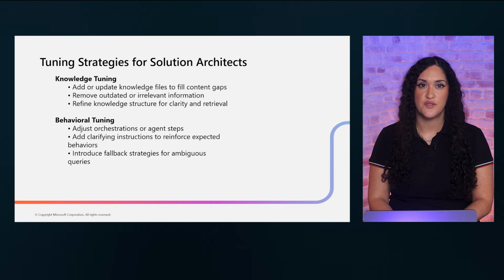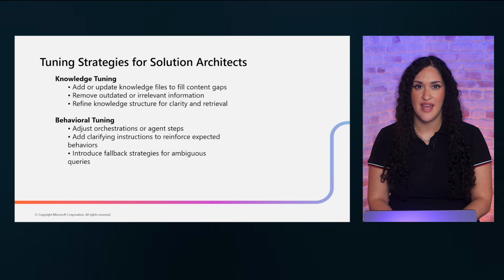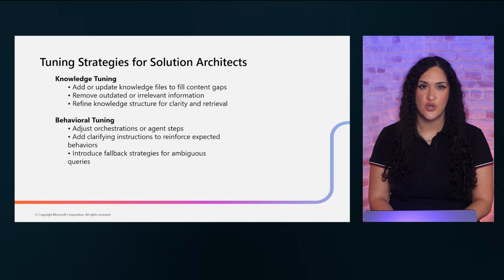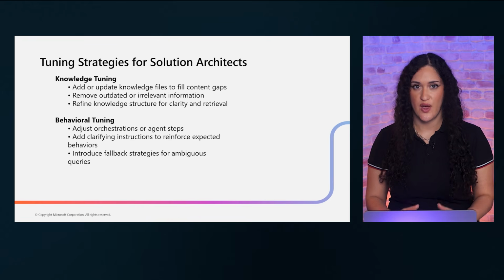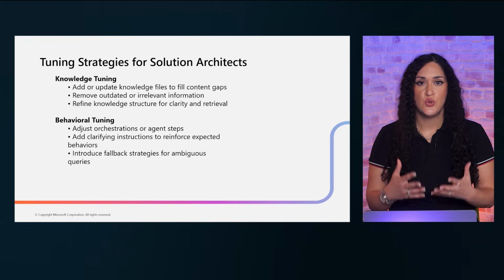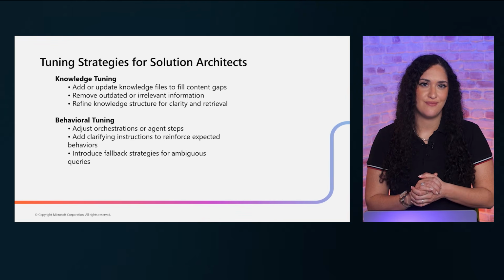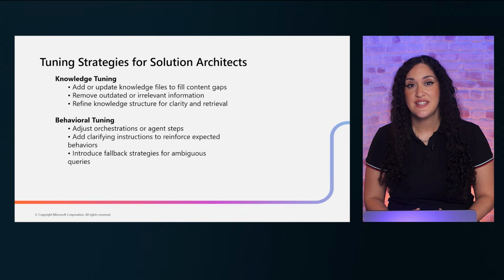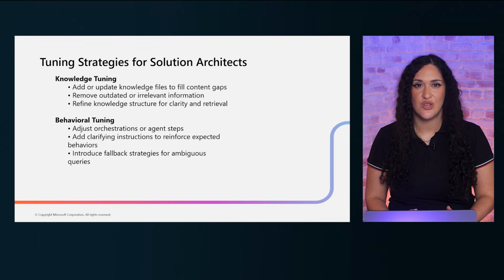Behavioral tuning involves adjusting orchestrations or agent steps, adding clarifying instructions to reinforce expected behaviors, and introducing fallback strategies for when queries are ambiguous. The best practice is to tune knowledge and behavior together, not separately. And always test your tuning changes in a staging environment before deploying it to production. Untested tuning is just guessing.